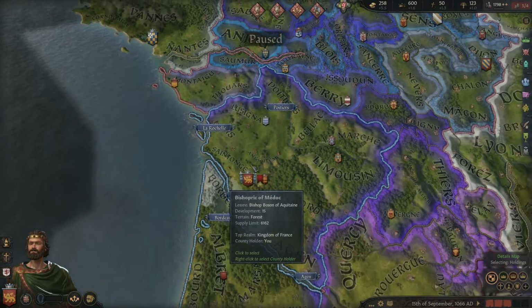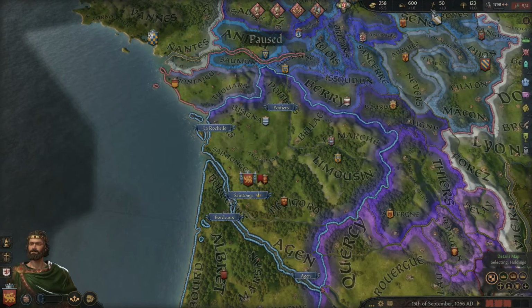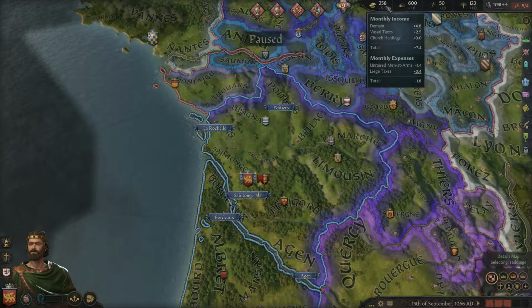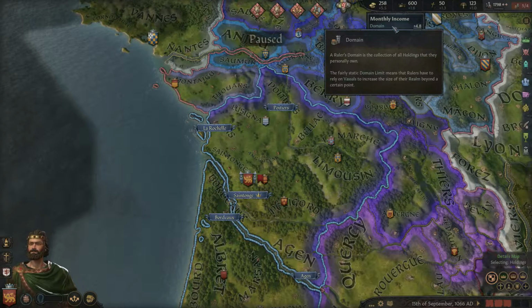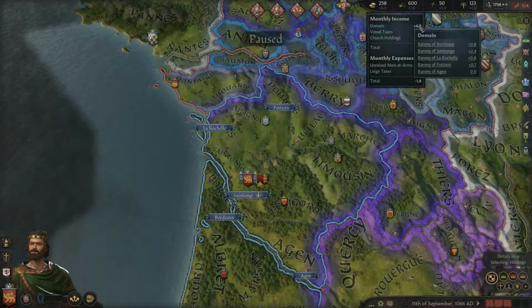Now, the next thing we're going to do is have a look up here at this tab. We've got a couple of things over here. We've got gold. Gold is probably one of the most important things in this game, just as in real life, really. And you'll probably be micromanaging this the most throughout your campaign. As you can see here, it is split into income and expenses, as well as the amount of gold that you have. Now, domain is, again, the counties that you rule, as detailed here, showing how much money they're giving you.